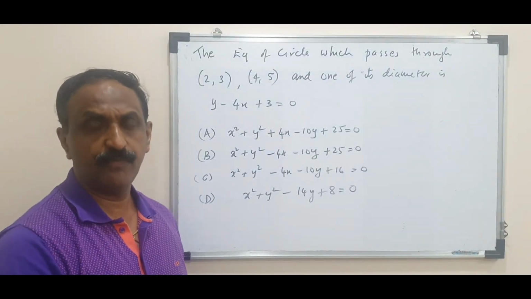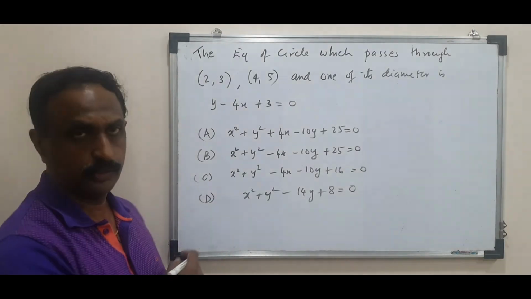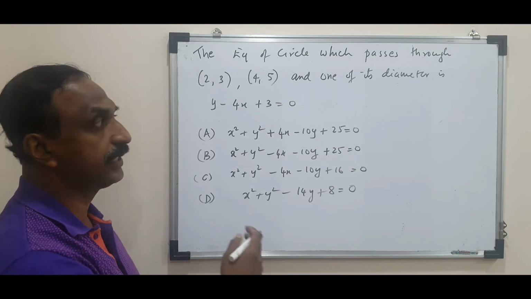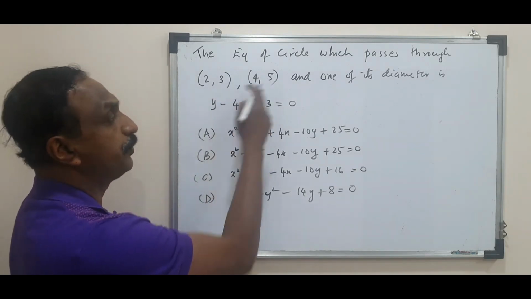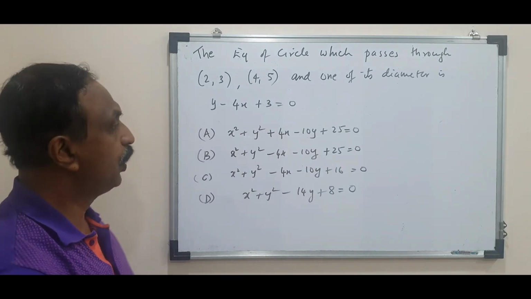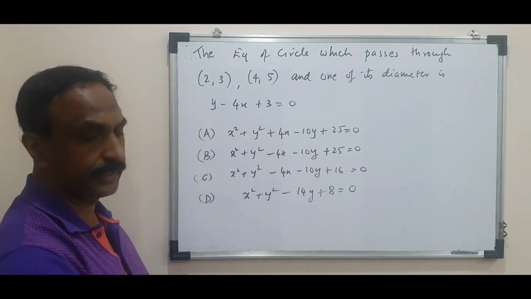This is a problem where we have to find the equation of a circle. The options are given to you. What are the conditions satisfied by this particular question? The circle passes through these 2 points and one of its diameters has this equation. So how will we find out which is the correct answer?